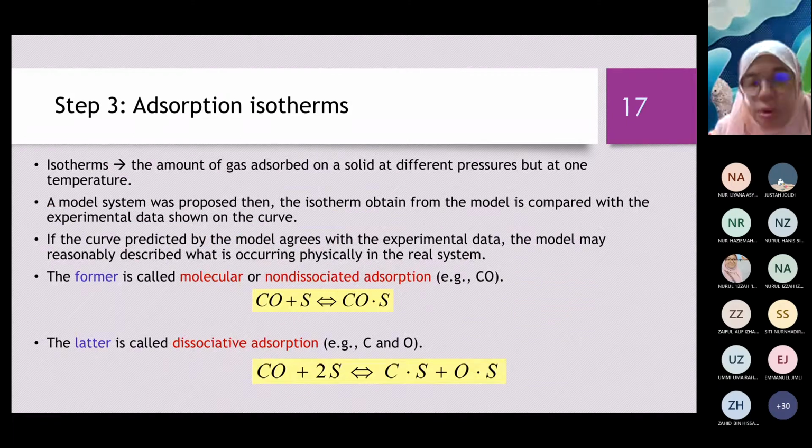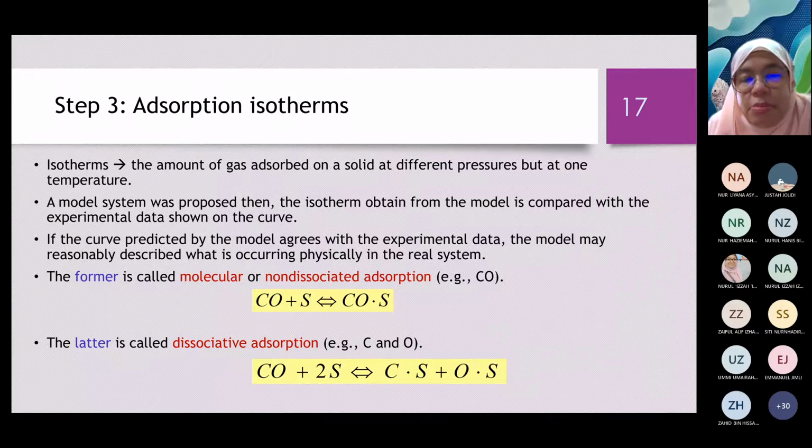Then we need to know whether the adsorption occurs in terms of molecule or in terms of atom. So what is the isotherm? You have learned this in the previous part. Isotherm is the amount of gas adsorbed on a solid at different pressures but at one temperature. A model system was proposed, then the isotherm obtained from the model is compared with the experimental data shown on the curve. As I said earlier, after we have the mechanism of reaction, we come out with the model rate law equation, and we need to verify it with the experimental data.